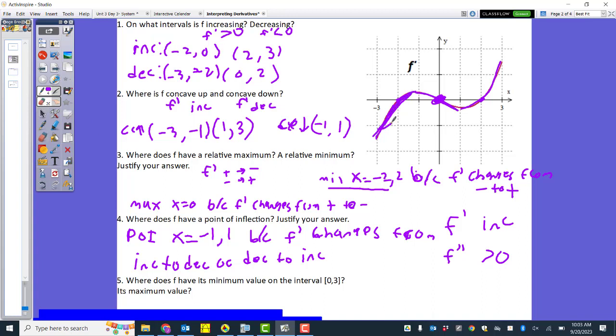It's still not wanting to work. Don't know why. All right, so we have a minimum here. Now it wants to work. Okay, whatever.